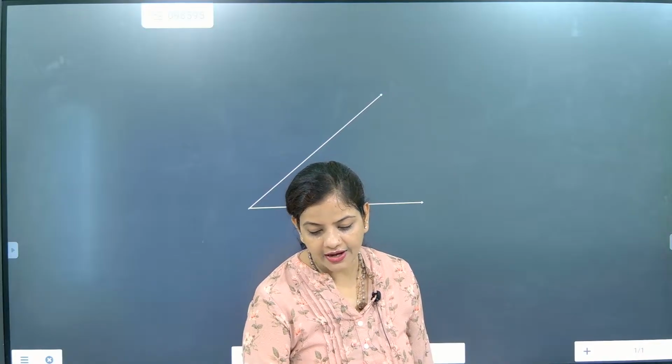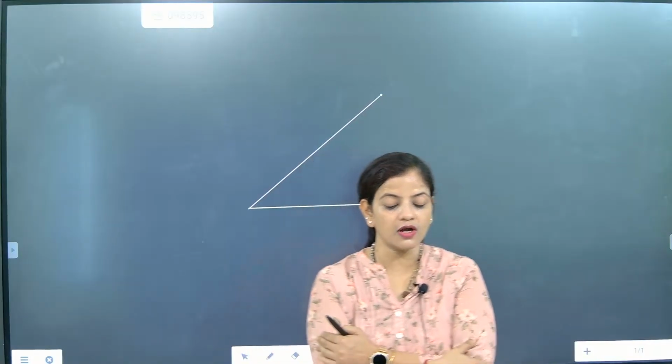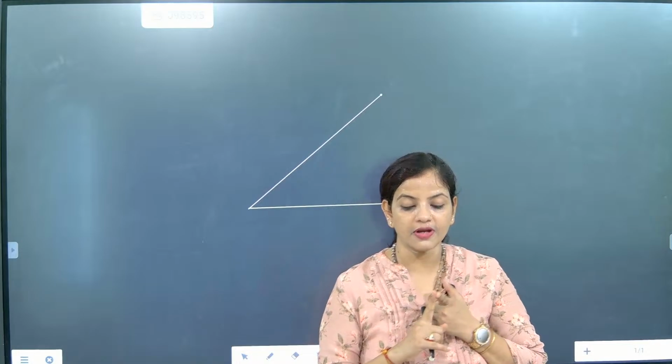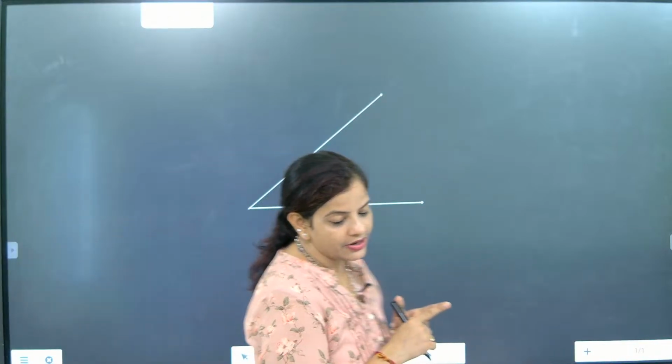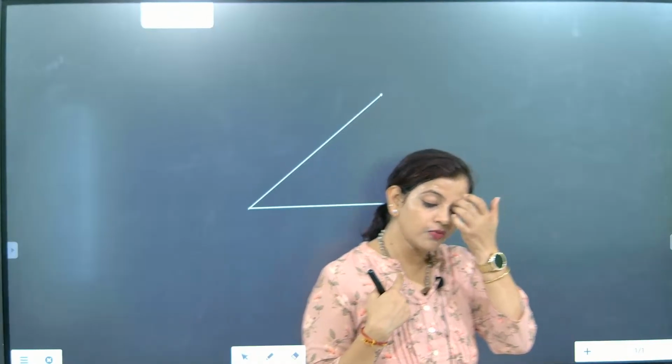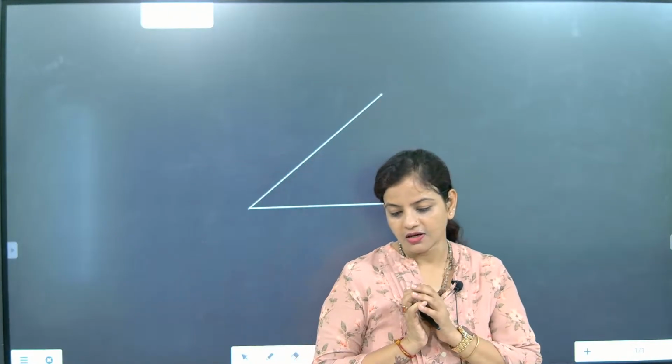Yes, supplementary angles and complementary angles we have already done. When the sum of the angles is exactly 90, it is called complementary. And when the sum is 180, it is called supplementary angle. Okay, now we are going to understand the next part.